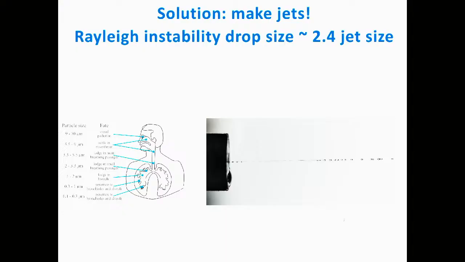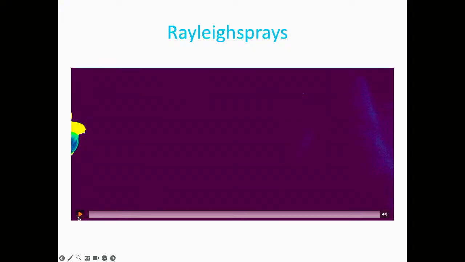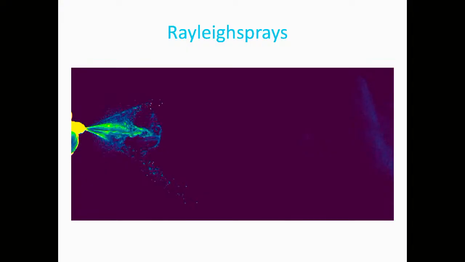But so if you can make droplets of a well-defined size, you can do targeted drug delivery, and you need this because you don't want your throat anesthetic to paralyze your lungs, for instance, right? And so this is where we started working on what we call Rayleigh sprays, which are sprays made of a collection of these small jets.